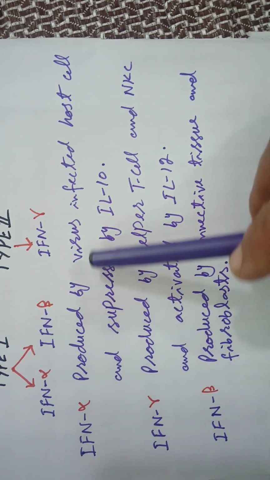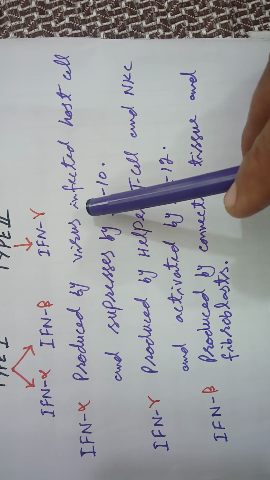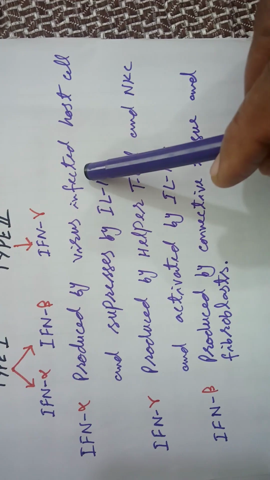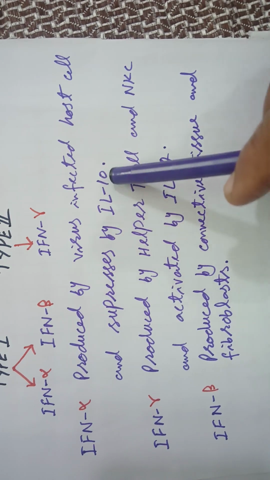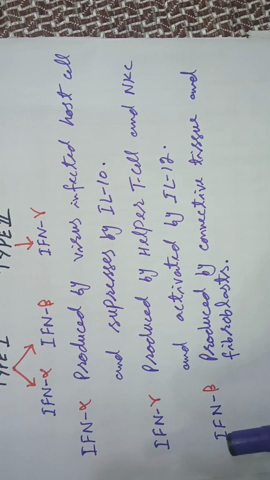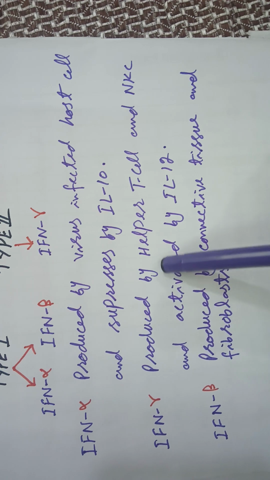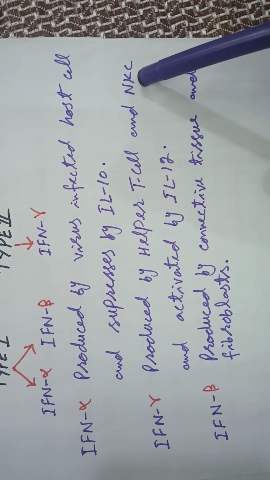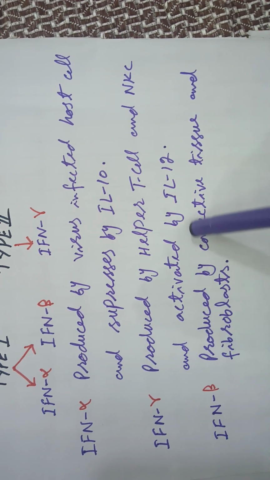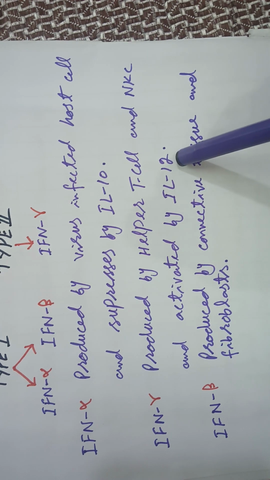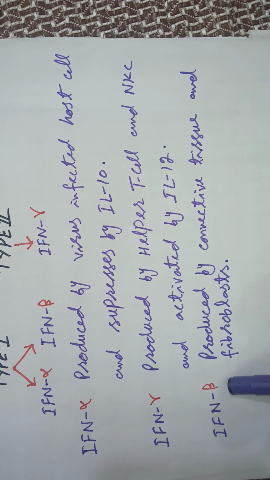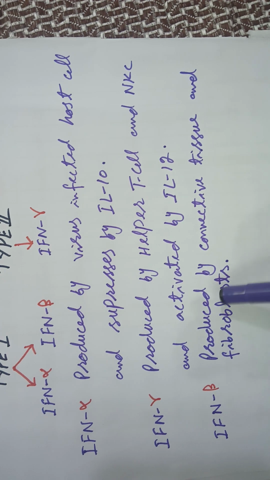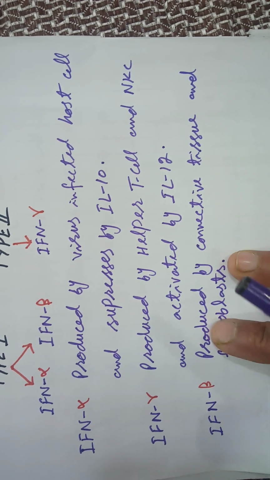Interferon alpha is produced by viruses or virus-infected host cells and suppressed by interleukin 10. Interferon gamma is produced by helper T cells and natural killer cells and activated by interleukin 12. Interferon beta is produced by connective tissue and fibroblasts.